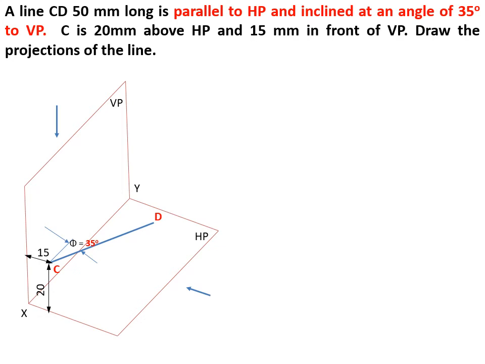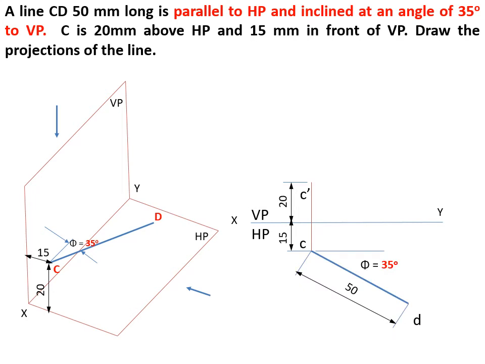You can proceed with the top view, because only in the top view can you clearly see the inclination of the line CD. In the front view, for fixing point C, both data are given: 20 mm above HP, which is 20 mm above XY, and 15 mm below XY is C. Start from C and draw a line inclined at an angle of 35 degrees, with the length of the line 50 mm. So you can complete point D. Then extend the projectors from C dash as well as D dash to complete the front view. After joining C dash and D dash, you complete the front view of this line. So the length of the line is 50 mm.